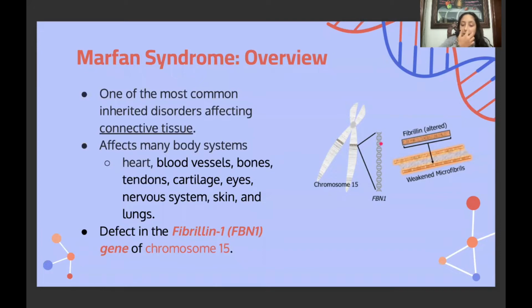And as a result, many body systems, including the heart, blood vessels, bones, tendons, cartilage, eyes, nervous system, skin, and lungs are impacted. Marfan syndrome is caused by a defect in the fibrillin 1 gene of chromosome 15. And this is the gene that basically encodes for the structure of fibrillin and elastic fiber, which are connective tissue proteins.